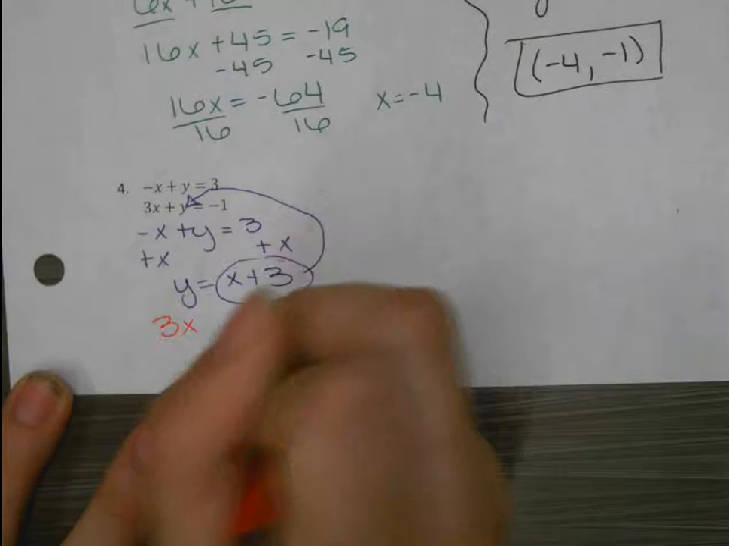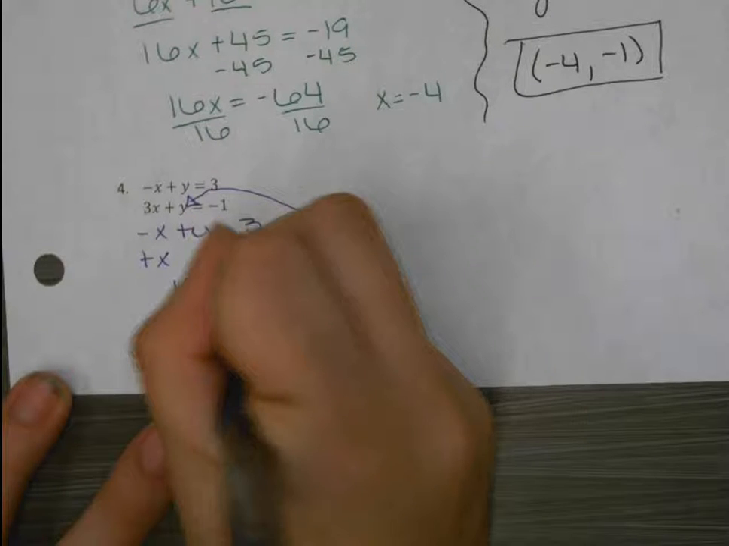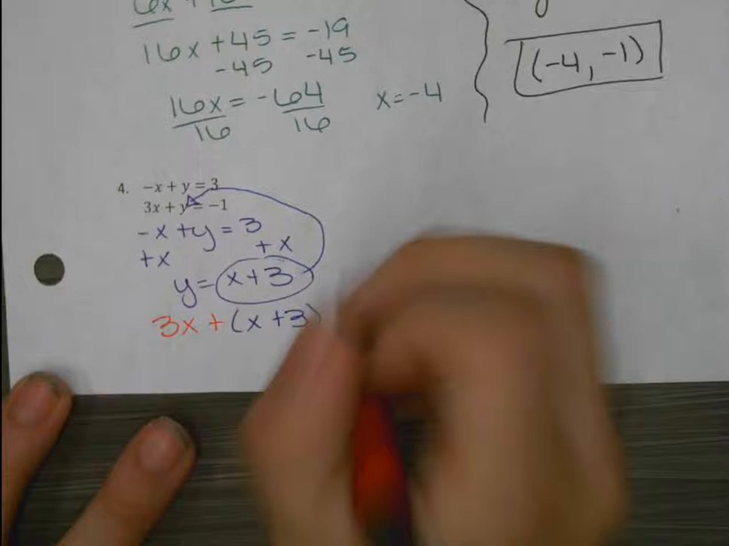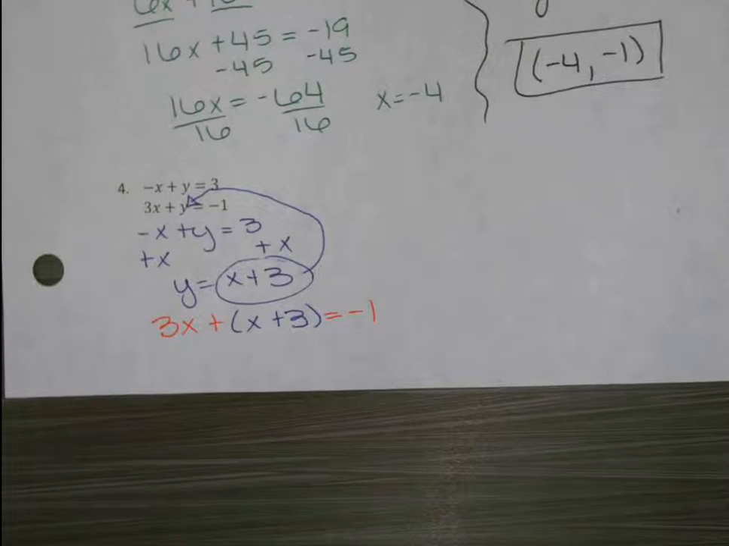Okay. So then I'm gonna have 3x plus x plus 3 equals negative 1. Okay, then I want to, no, there's no distributing. I want to combine like terms on this one. So I get, what's 3x plus x?